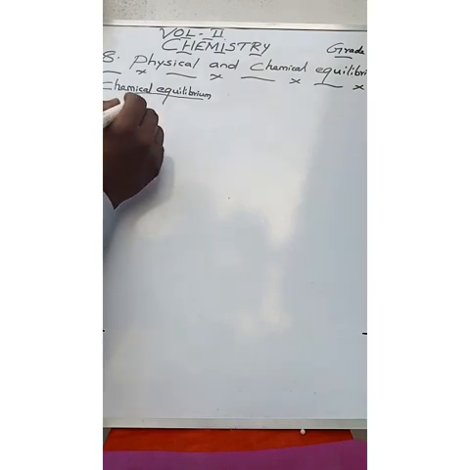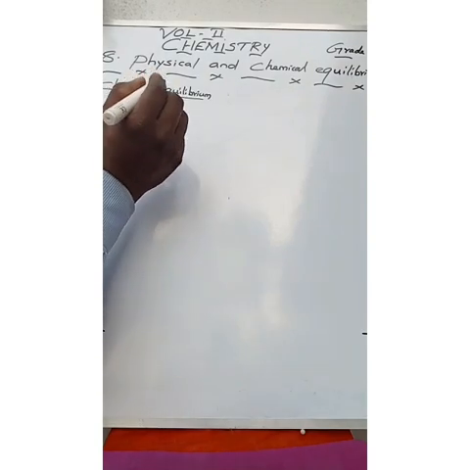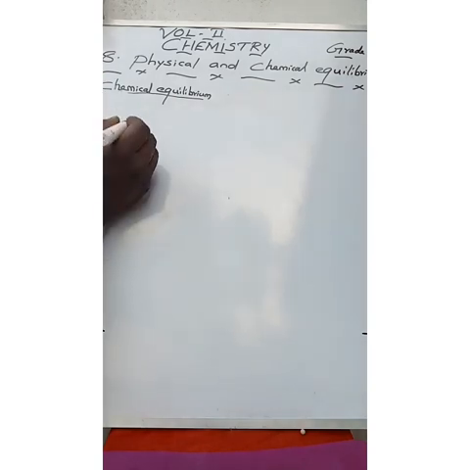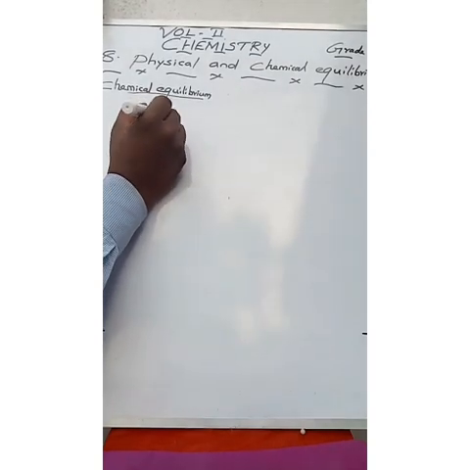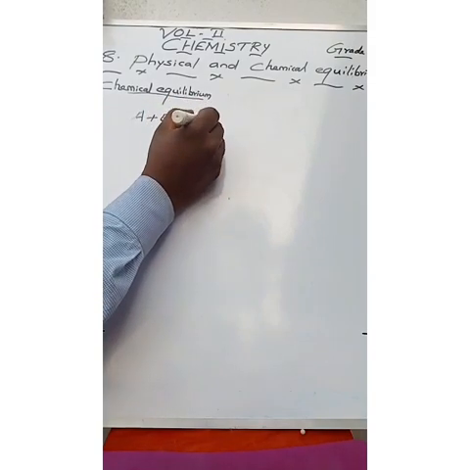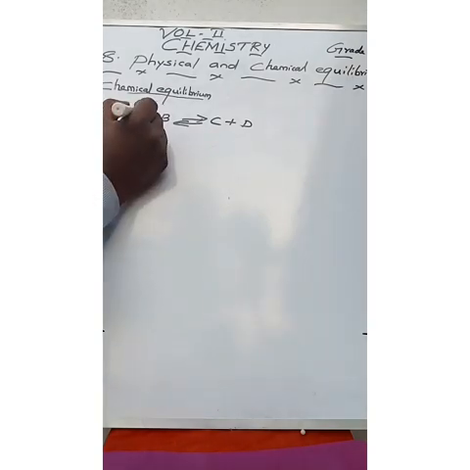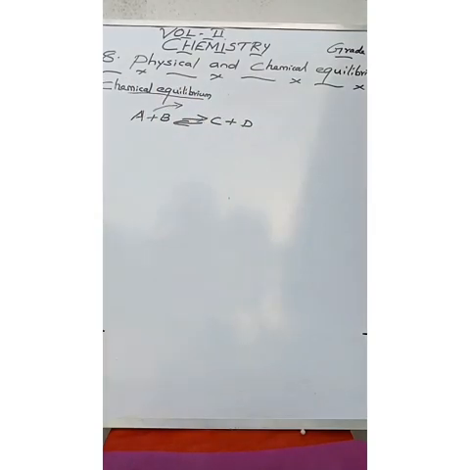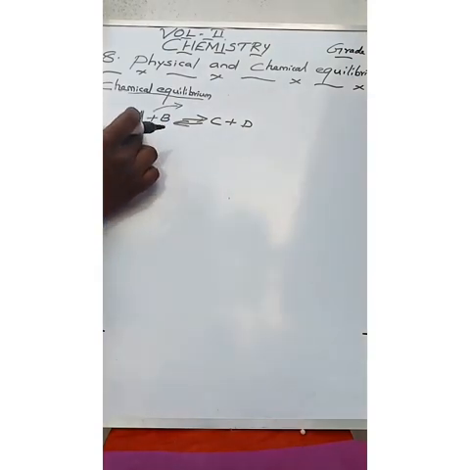We already learned which one is the forward reaction and which one is the backward reaction, which one is the reversible reaction and which one is the irreversible reaction. Today we will discuss a reversible reaction. For example, A plus B gives C plus D. Here, A plus B is the forward reaction, we get C plus D, the product, and the product undergoes the reverse reaction, giving A plus B.